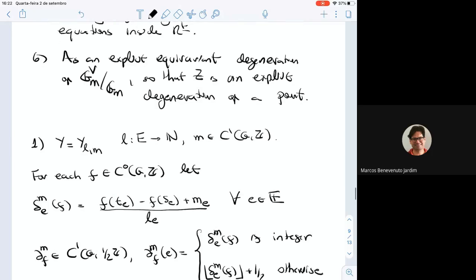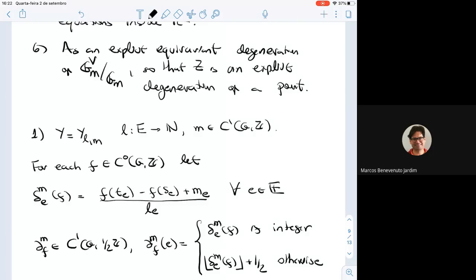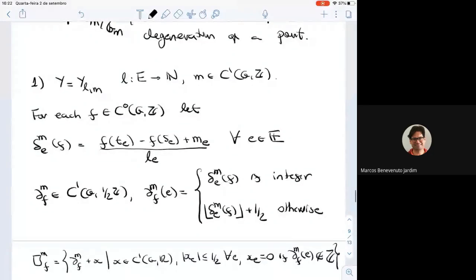This is not necessarily an integer, but I define an element of C1 of G of R, where the values are actually in the half integers. And I define this to be the delta, if it's an integer. If not, I take the floor of that rational number and add half. Okay? So it's either an integer or a half integer. And I consider this cube here. So I pick dm of f, and I'm allowed to add x with absolute value at most half, but x must be 0 at the edges where it's not an integer. Okay? So I'm describing a sort of cube inside of C1 of GR, but it's not a cube of maximal dimension. It might have smaller dimension, and it's centered in dm of f.